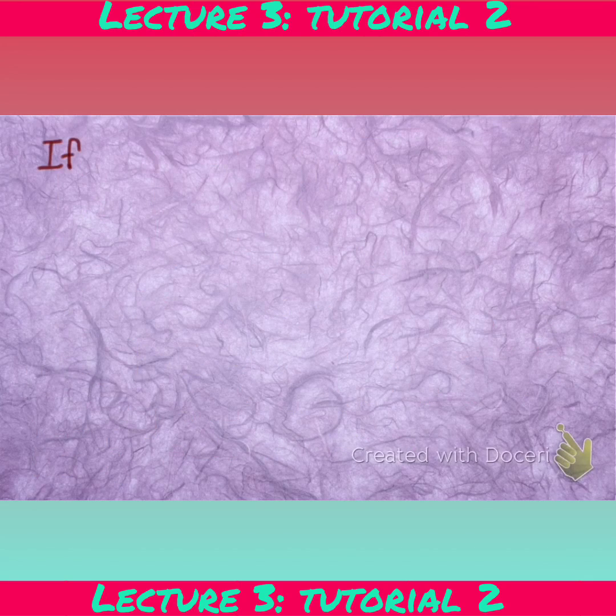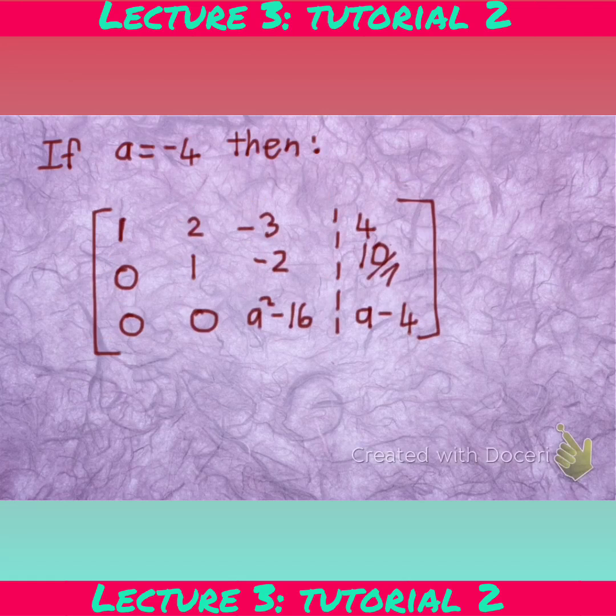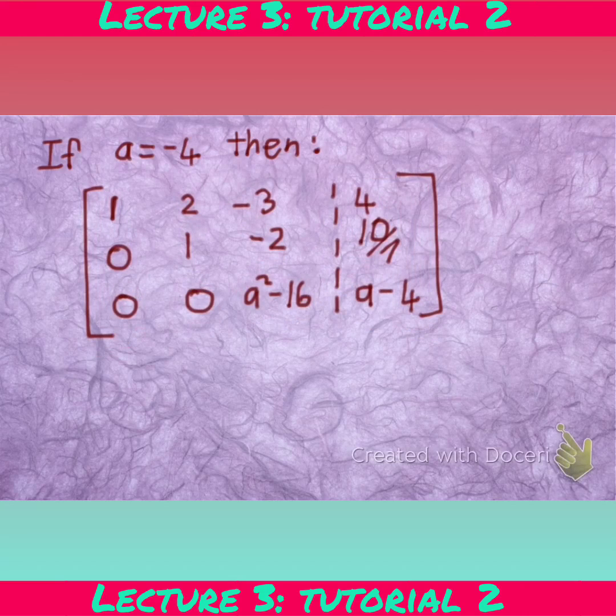Now, carrying on, if a is minus 4, then our matrix is going to become what? There's our matrix. If we make a equal to minus 4, this a squared minus 16 term is going to become 0. And this term is going to become minus 8.